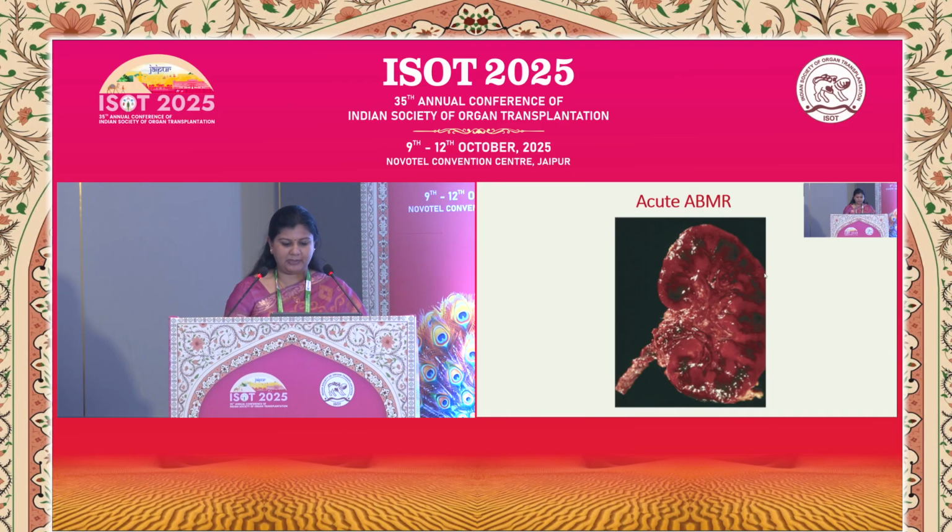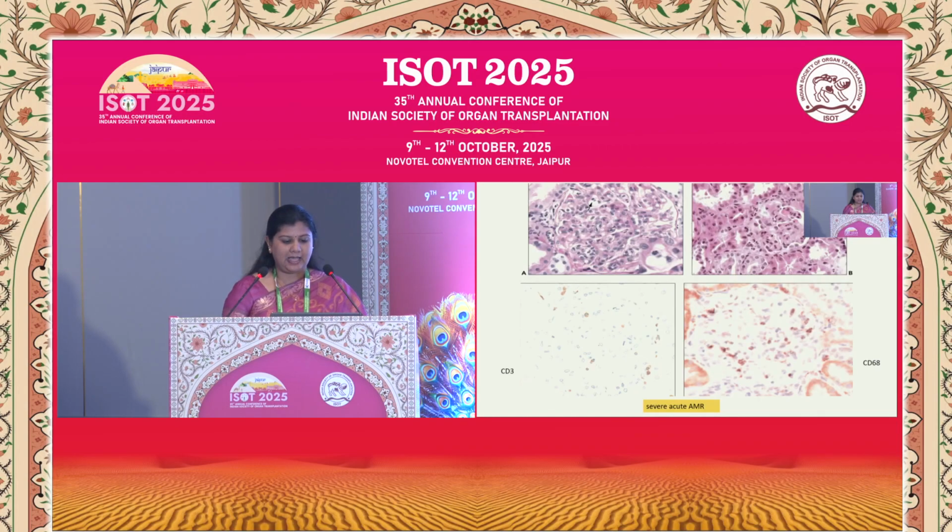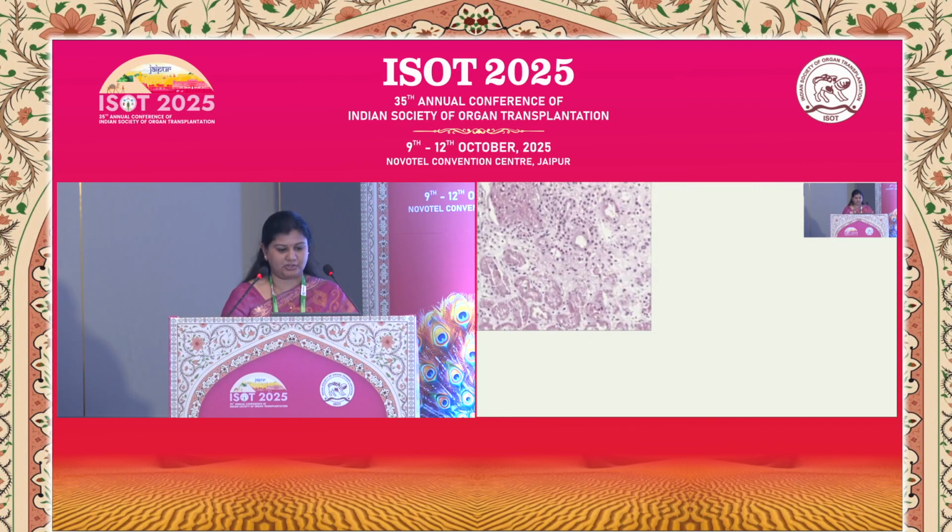In cases of acute ABMR, again the kidney will be swollen and edematous like previously. And on biopsy, we get the findings of glomerulitis. Here also, we can appreciate these neutrophils. And when we take the help of IHC, we find these inflammatory cells can be highlighted by CD3, indicating lymphocytes, and CD68, highlighting the macrophages. So this indicates our glomerular injury.